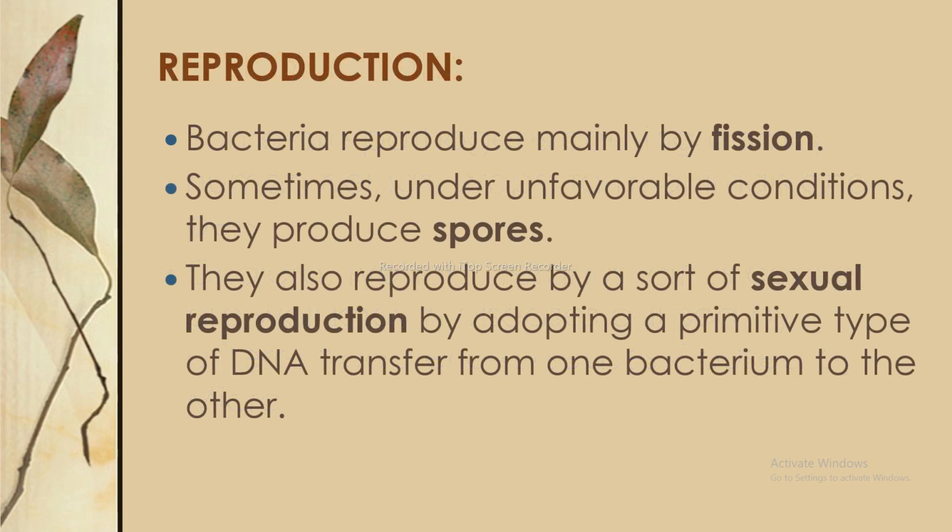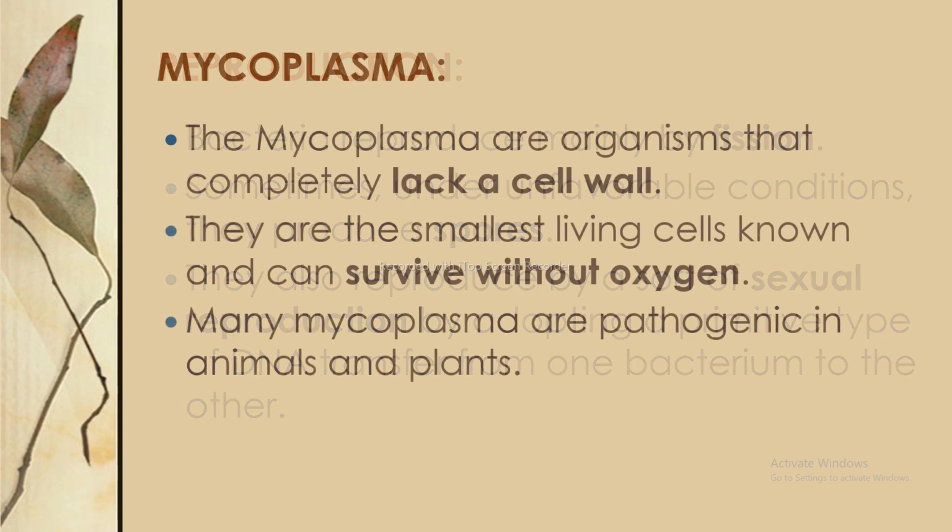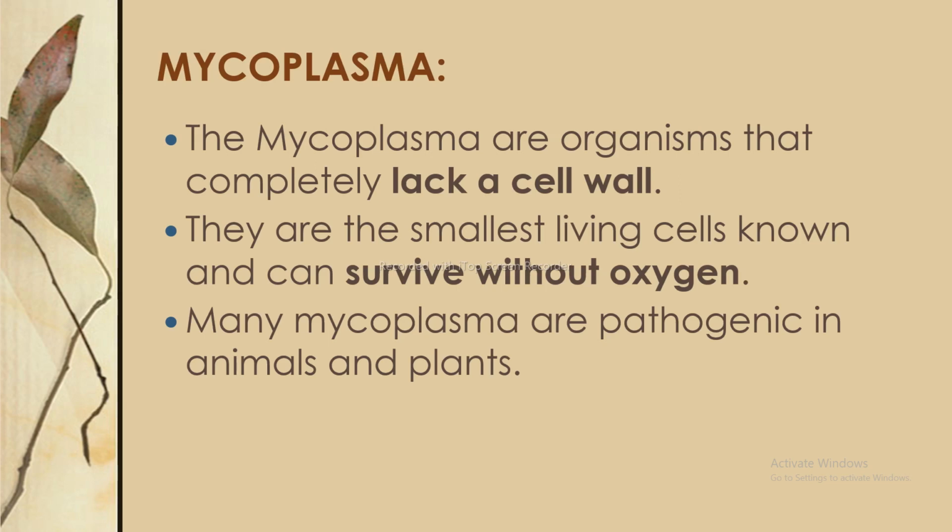Next is reproduction. Bacteria reproduce mainly by fission. Sometimes under unfavorable conditions they reproduce by spores. They also reproduce by a sort of sexual reproduction, adopting a primitive type of DNA transfer from one bacterium to the other. Next is mycoplasma. The mycoplasma are organisms that completely lack a cell wall. They are the smallest living cells known and can survive without oxygen. Many mycoplasma are pathogenic in animals and plants.